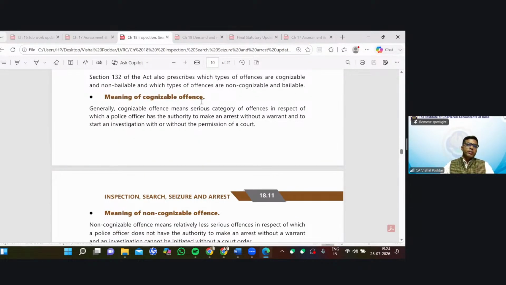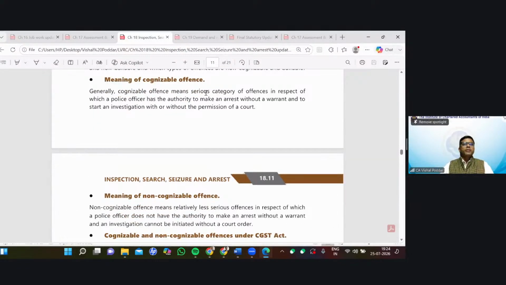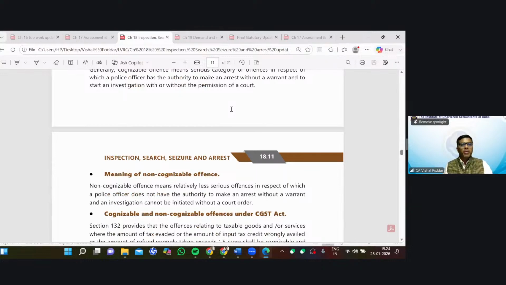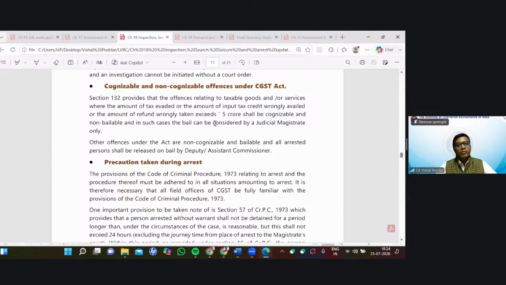Now, meaning of cognizable. So here you find reference to cognizable and non-cognizable. Cognizable offense means a serious category of offenses where the police officer has the authority to make the arrest even without an arrest warrant and to start investigation with or without the permission of the court. So that is what is cognizable. Non-cognizable means a relatively less serious offense in respect of which the police officer cannot directly arrest the person without having a proper arrest warrant and also cannot start investigation without the court's order. So that is the difference between cognizable and non-cognizable offenses.